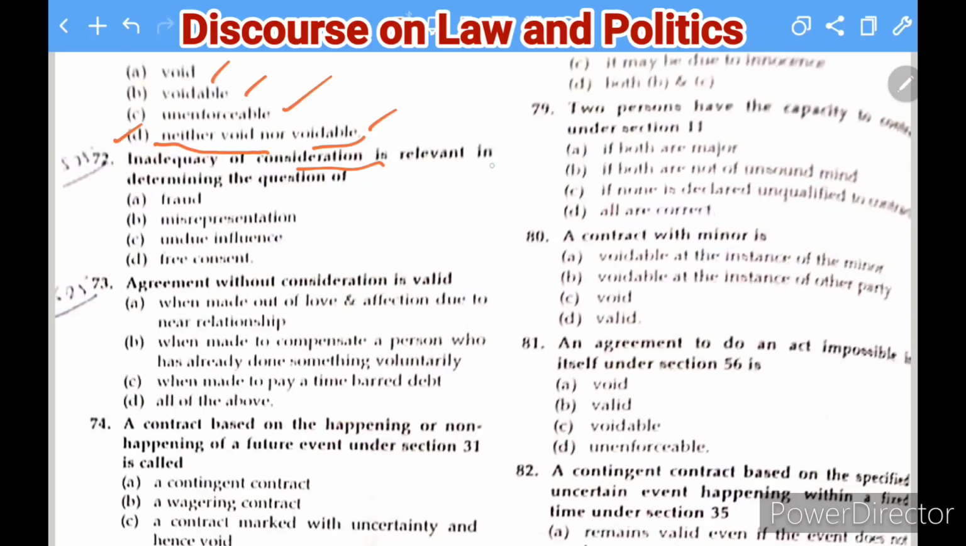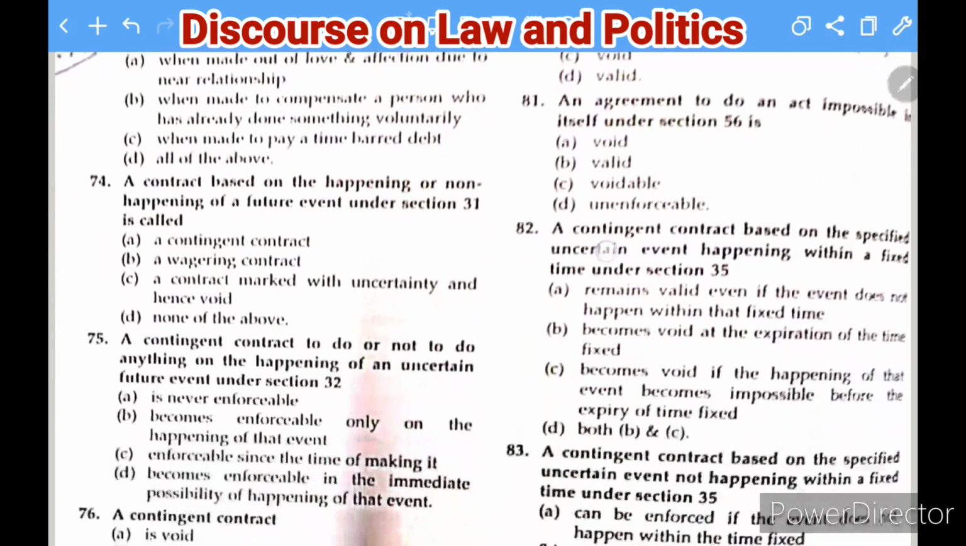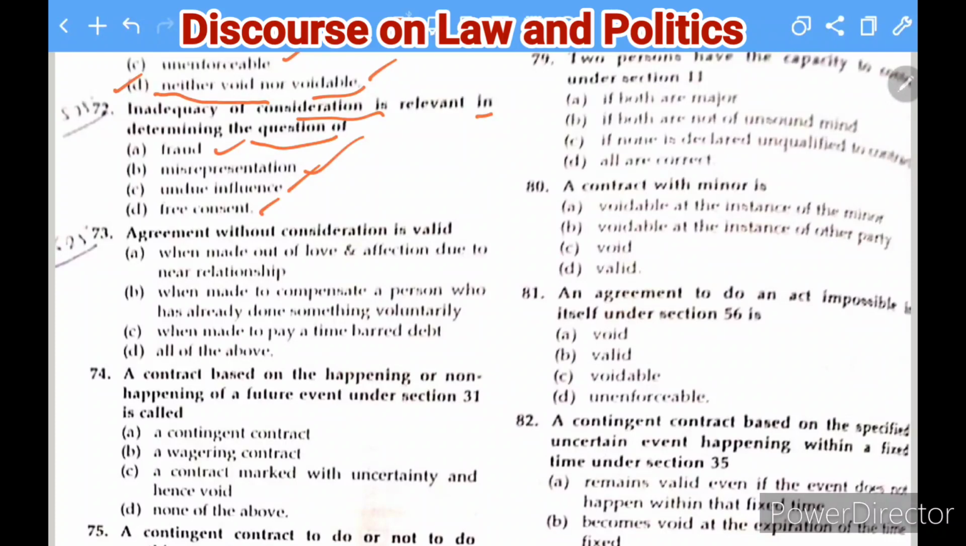Inadequacy of consideration is relevant in determining the question of fraud, misrepresentation, undue influence, free consent. Just see this one. In case the consideration is inadequate, what will happen? Yes, it would not be a case of fraud or misrepresentation. However, there may be some question about the free consent.